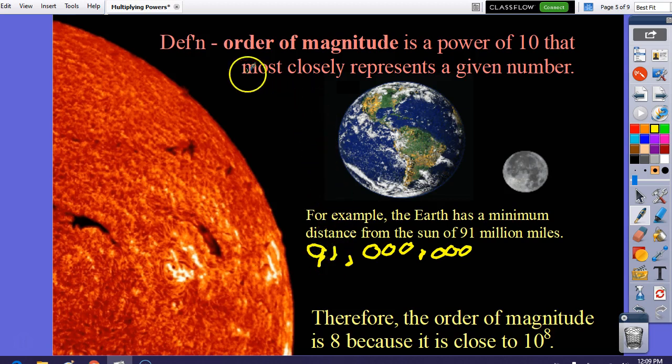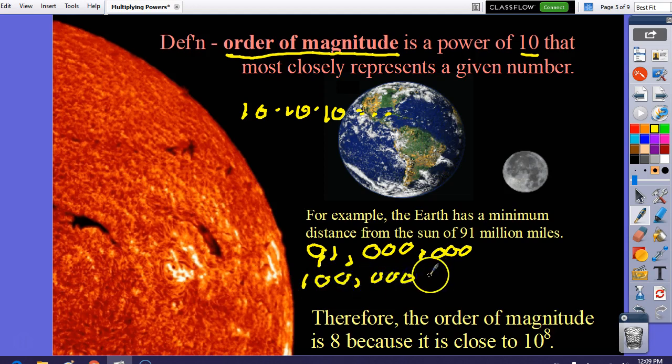When we talk about order of magnitude, the definition of order of magnitude is a power of 10 that is really close to this number. So when we talk about powers of 10, we're looking at 10 times 10 times 10, a certain number of times to express that number. And we haven't talked about scientific notation yet, but we are going to get there, where we're going to look at this being nearly 100 million. And if you think about 91 million as almost 100 million, now we can look at the power of 10.